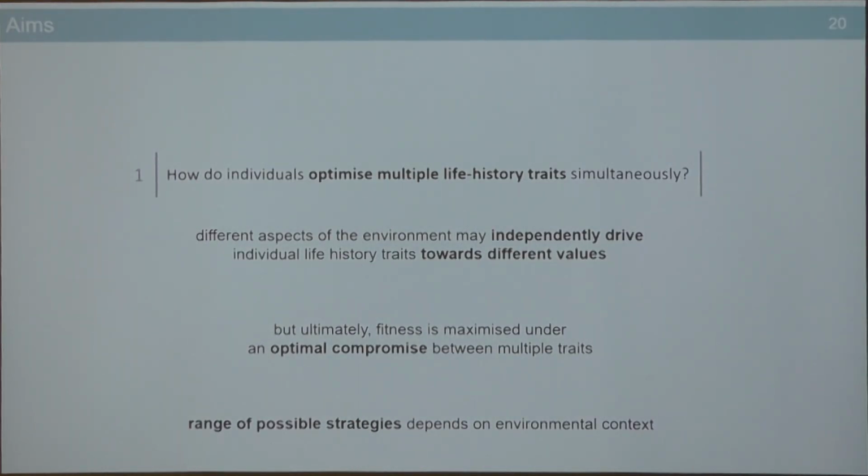So, to summarize, different aspects of the environment may drive independently different life history traits towards different values, but these simulations showed that ultimately fitness is maximized under an optimal compromise between multiple traits. And we showed that the range of possible strategies really depends on the environmental context.